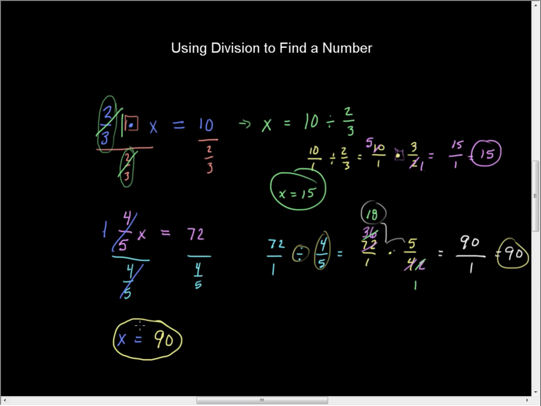And that's simply how to use division to find a number. They call this a one-step algebra problem, because the only step you use is divide both sides in order to find x.